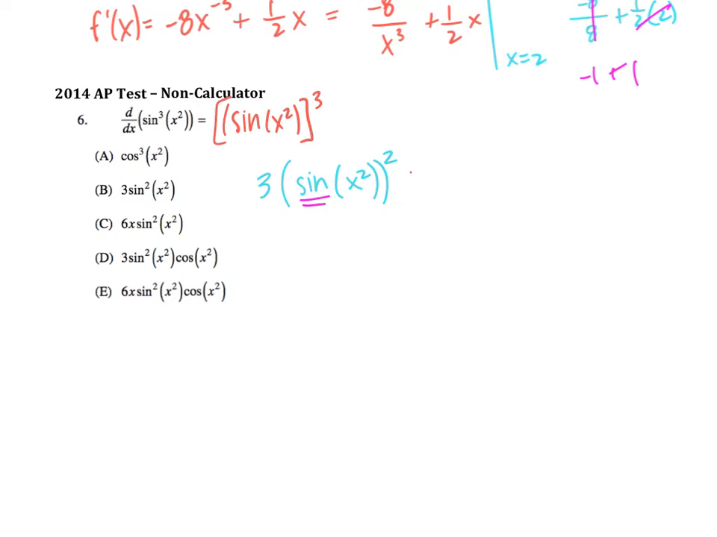Now I'm going to take the derivative of sine, which is cosine, but leave the angle. Then I'm going to multiply by the derivative of the angle, which is 2x. My 3 times my 2x gets me a 6x, and I've got answer E.